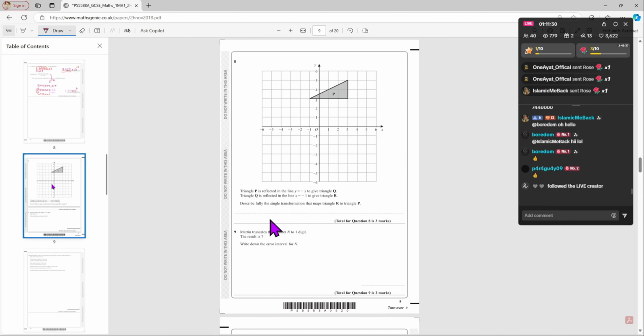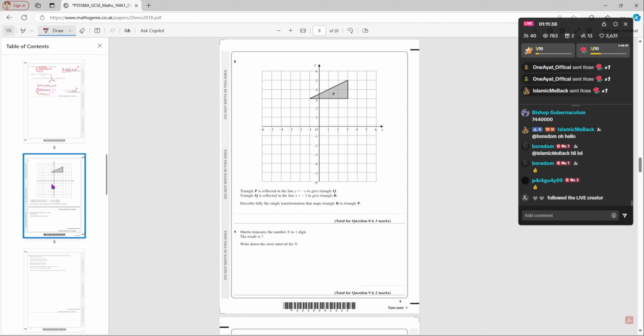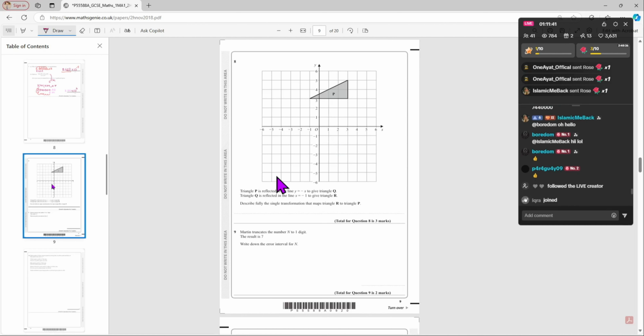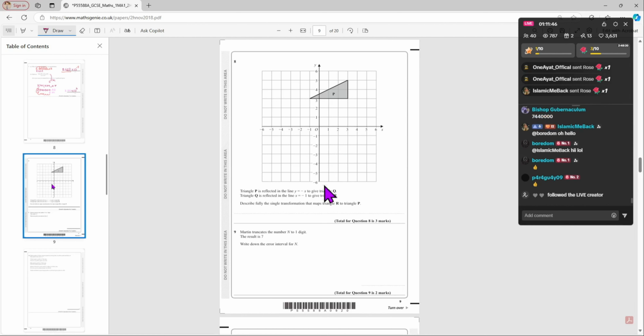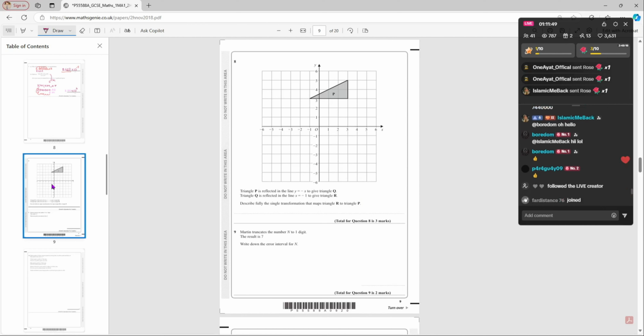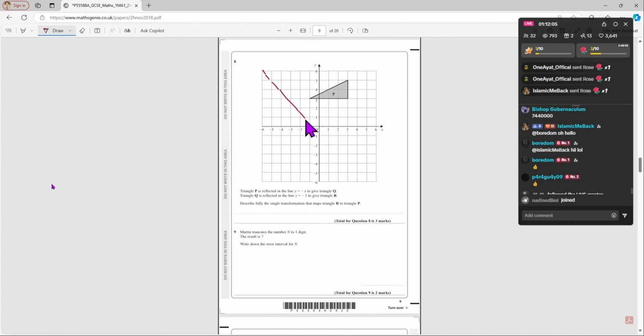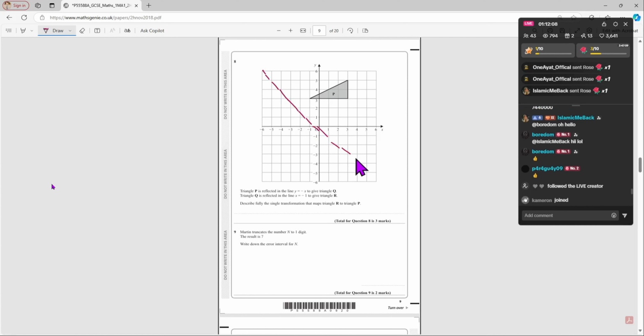So the first thing we have to do is quickly draw triangle Q over here. First I have to draw triangle Q, then I can draw triangle R to find the transformation. So we know that triangle P is reflected in the line y is equal to negative x. So y is equal to negative x is this line over here. So we know that's going to be going down like that.